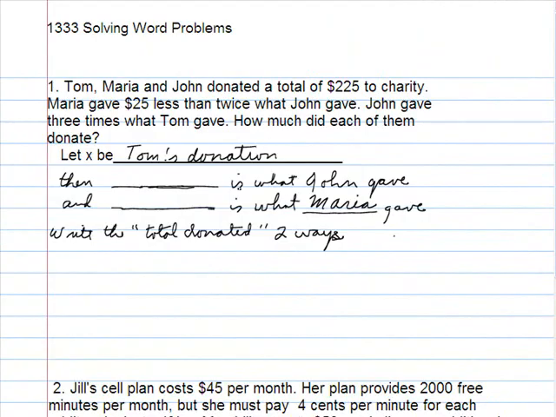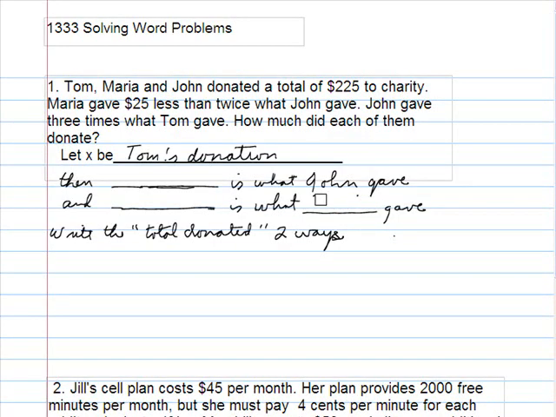Now I've kind of given you a hint here that it was going to be Tom, because in the second line I've given you that then blank is what John gave. So you knew not to use John in the first line. So okay, if x is what Tom gave, let's go to John. John gave 3 times what Tom gave, so that would be 3x. And if I've already talked about what Tom gave, that would be x. Tom gave x, John gave 3x, then the only person left is Maria, so the last line would be what Maria gave.